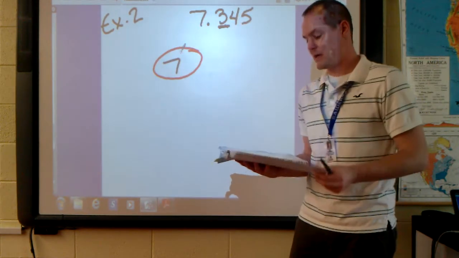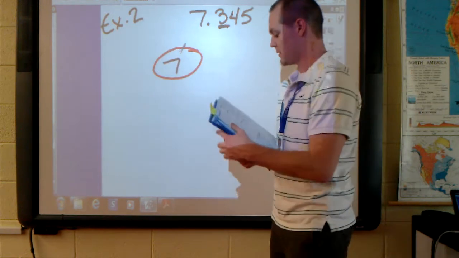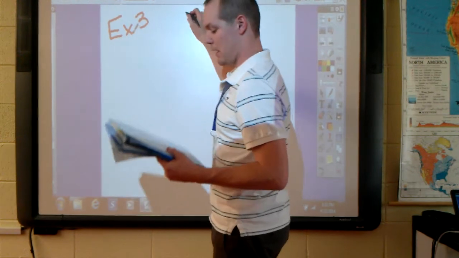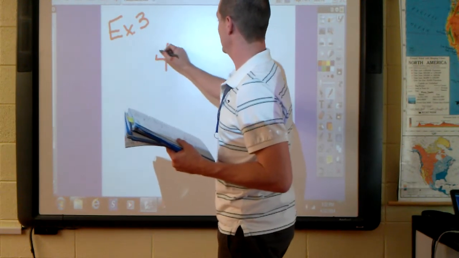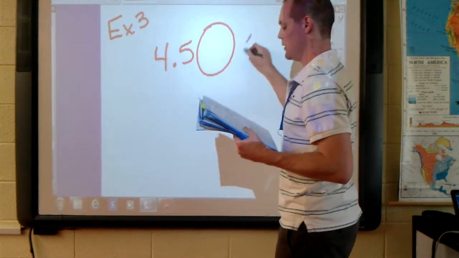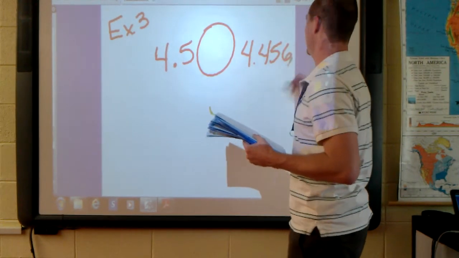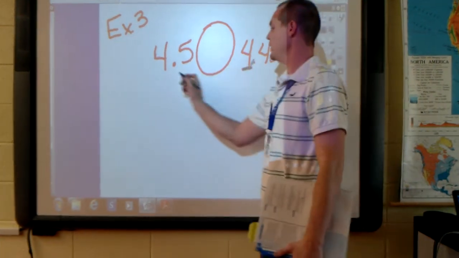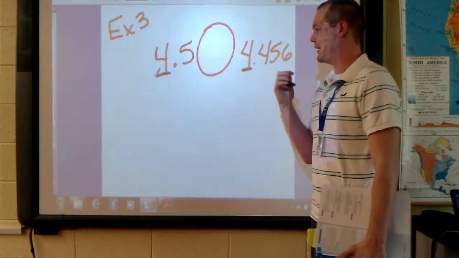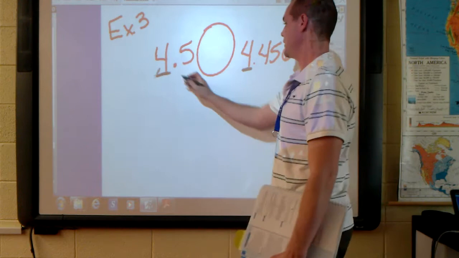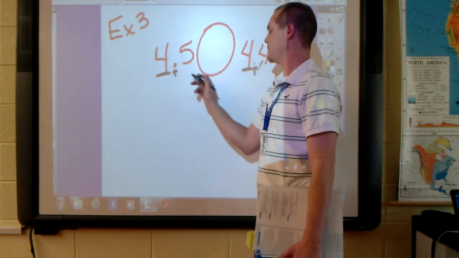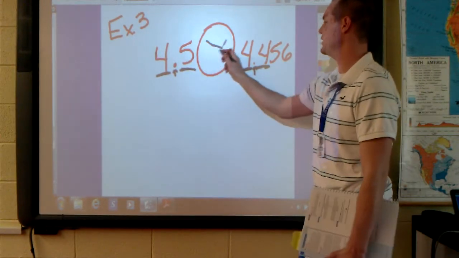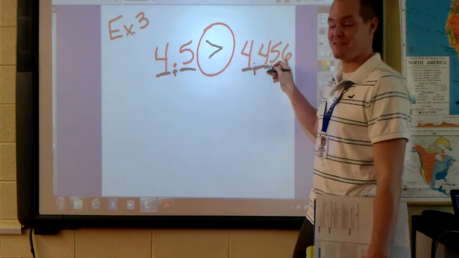Okay, turning the page to 698, we have example 3. Example 3, we're comparing two numbers. I'm comparing 4 and 5/10 with 4 and 456 thousandths. Alright, I have a 4 in the ones place, a 4 in the ones place. So I can't determine which number is bigger or smaller by that. Of course, I have a decimal point, which represents no value. And then I have a 5, and I also have a 4. Okay, so 4 and 5/10 is greater than 4 and 456 thousandths.